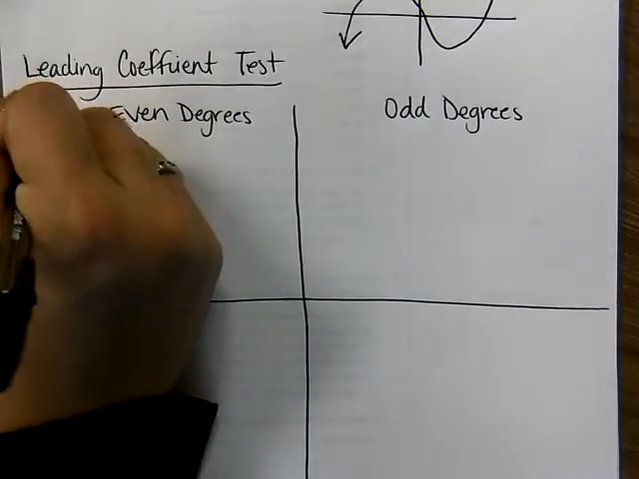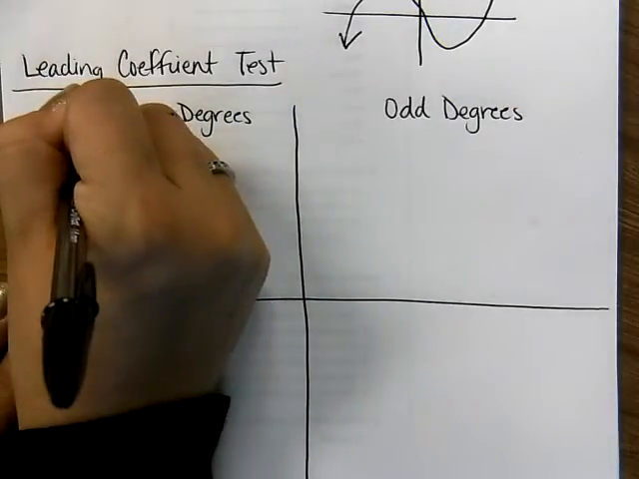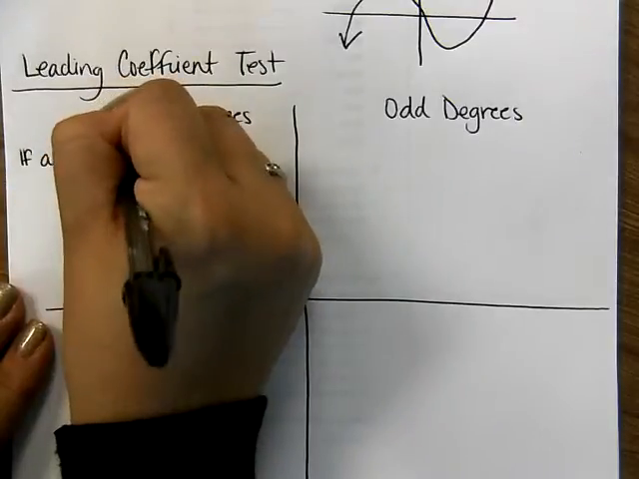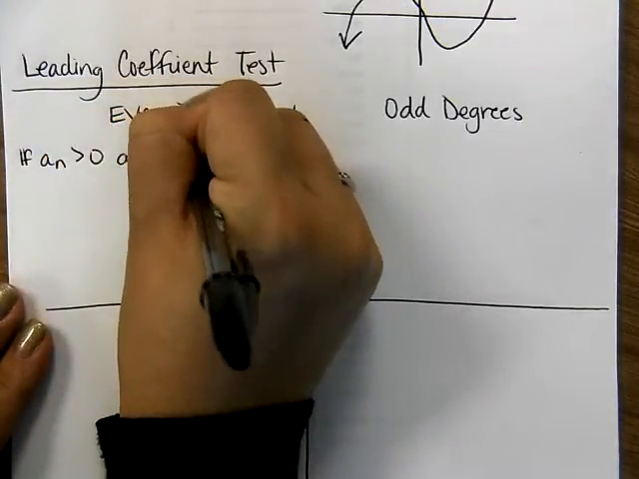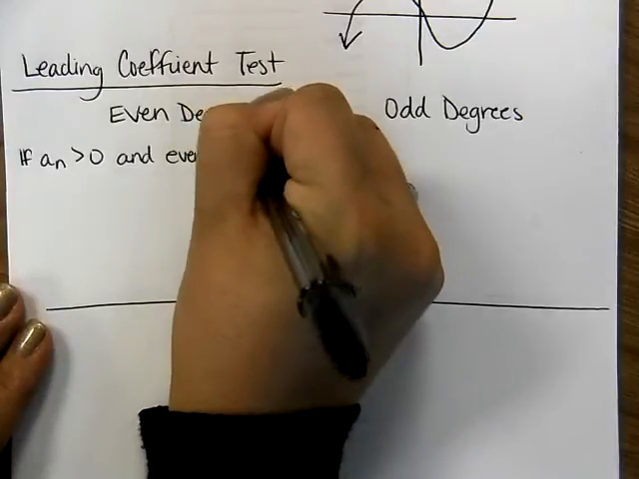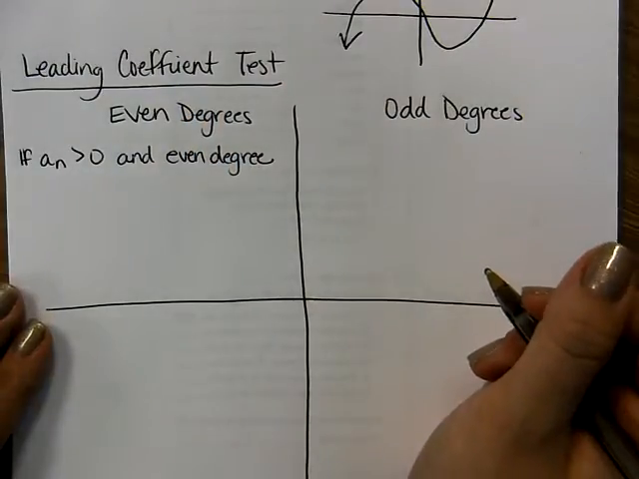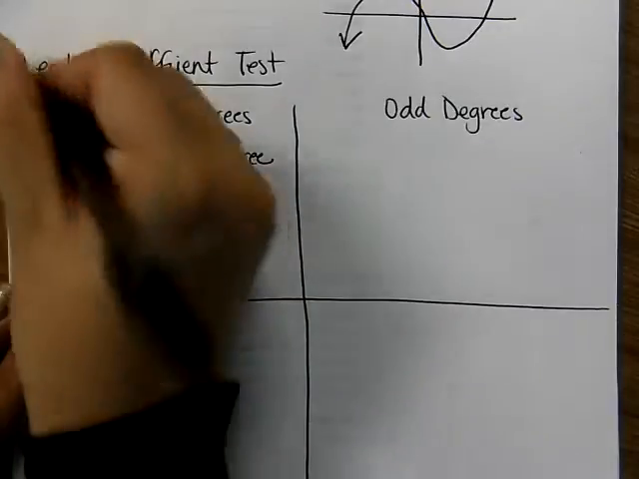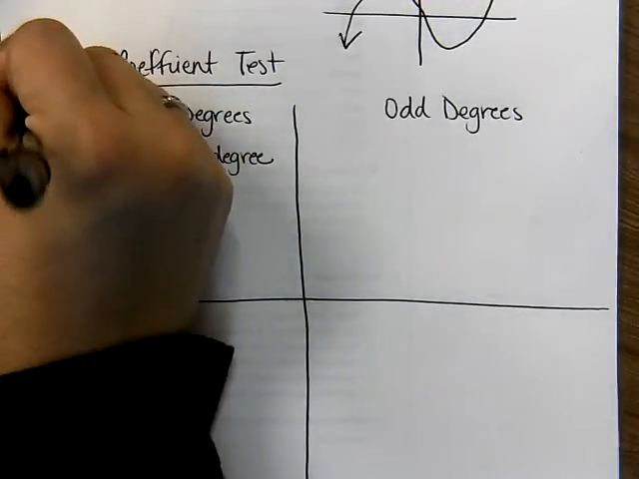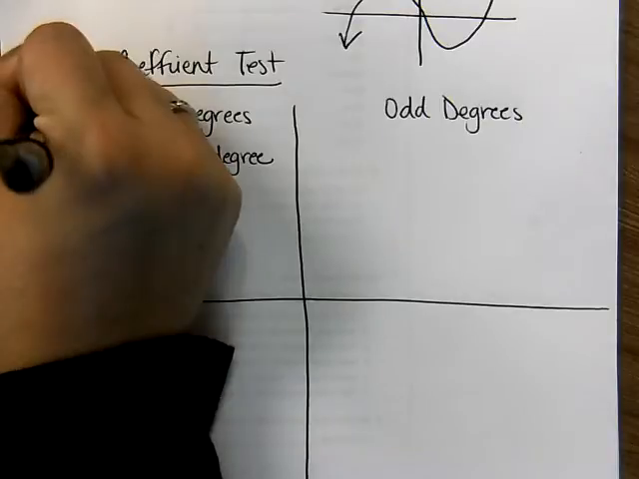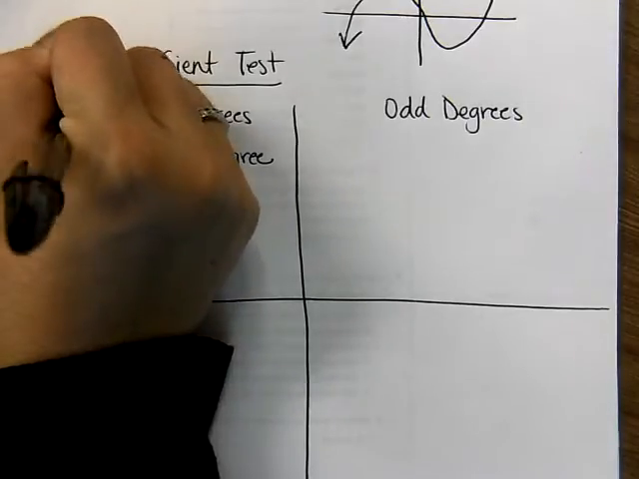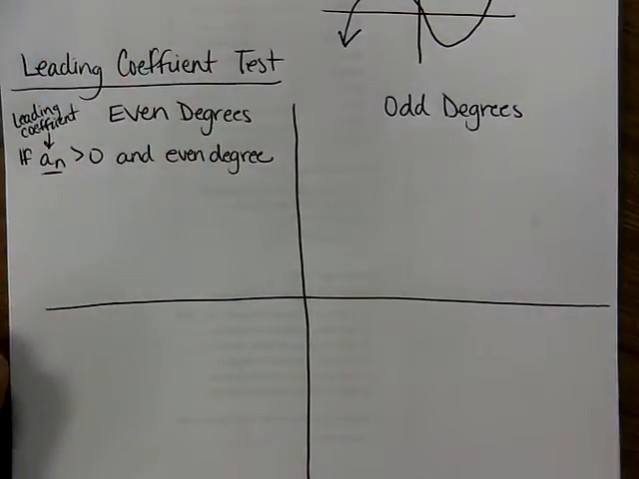Okay, so if a sub n is greater than 0 and it's an even degree, so a sub n is going to be our leading coefficient. When I say leading coefficient, I'm talking about the number in front of the highest degree term, right? So the degree is determined by the highest degree term.